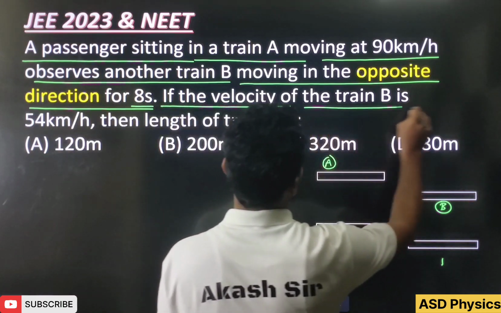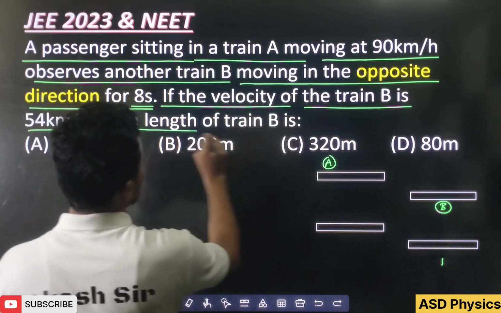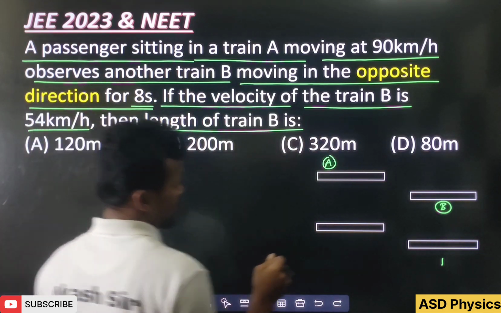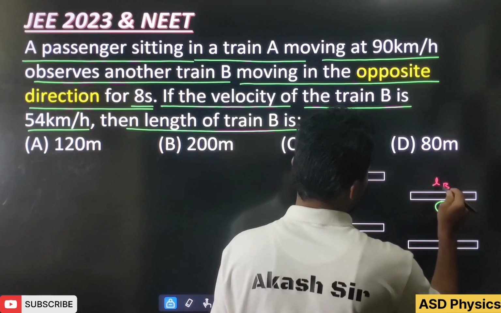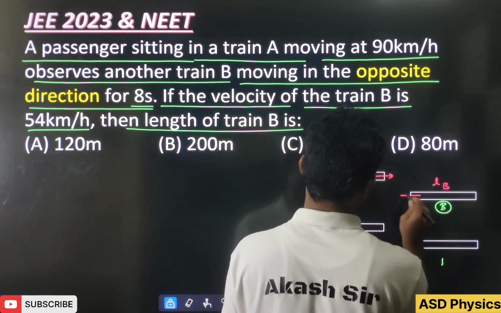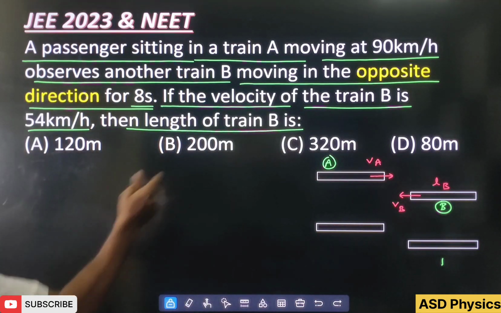If the velocity of train B is 54 km per hour, then what is the length of train B? Let's take this as the length of train B. Both are moving in opposite directions, so the velocities of A and B are opposite. They have given different tracks.